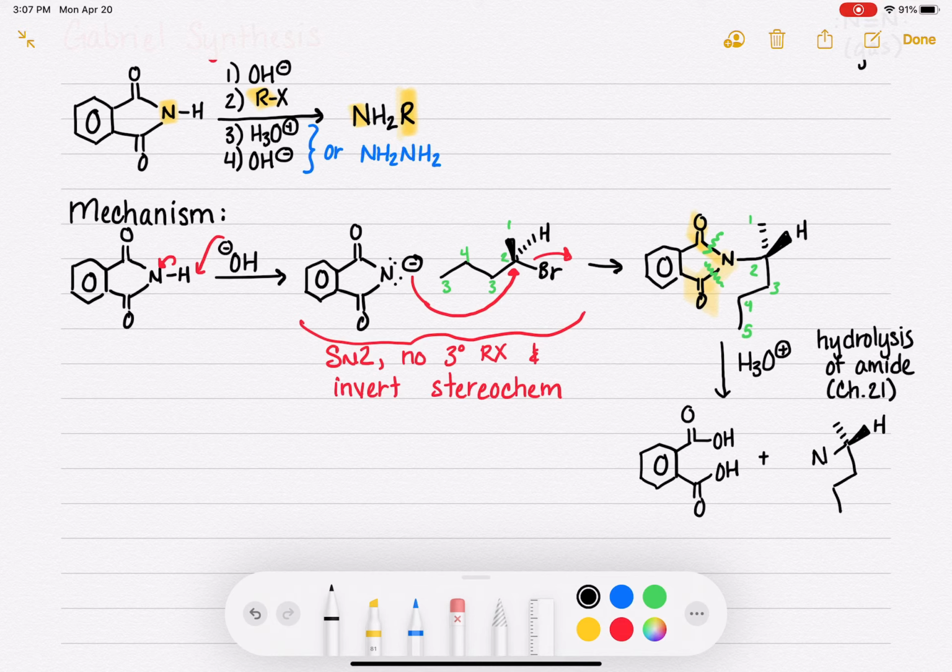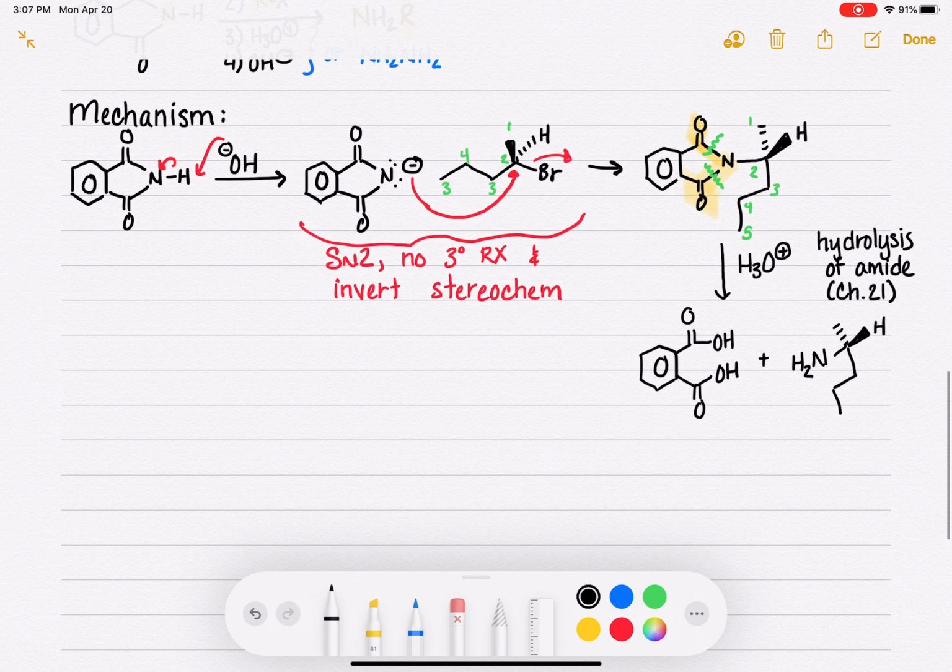And notice that nothing has happened to the chiral carbon in terms of changing its stereochemistry. And that's because we didn't do any chemistry to that particular carbon. Nothing happened at carbon number 2. So this right here, this is the product of the reaction, just like that.